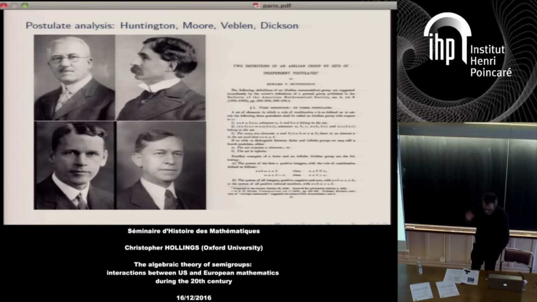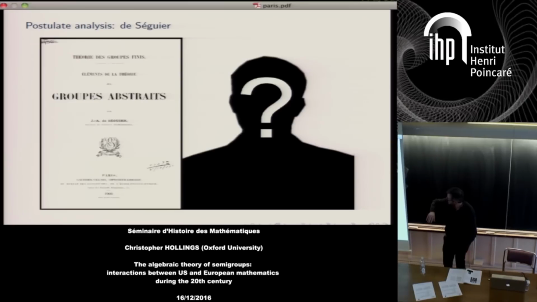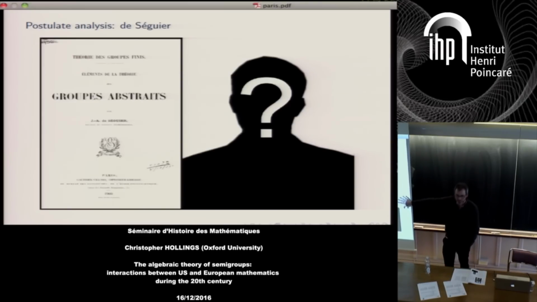Okay, so into this mix, we introduce de Segier's book on abstract groups. I put this picture here because I have failed to find out much information about de Segier. So if anybody could point me in the right direction, I'd be very happy. He has a little bit in Poggendorff, but that's about all I know. So if anybody has any information, I'd be very happy.